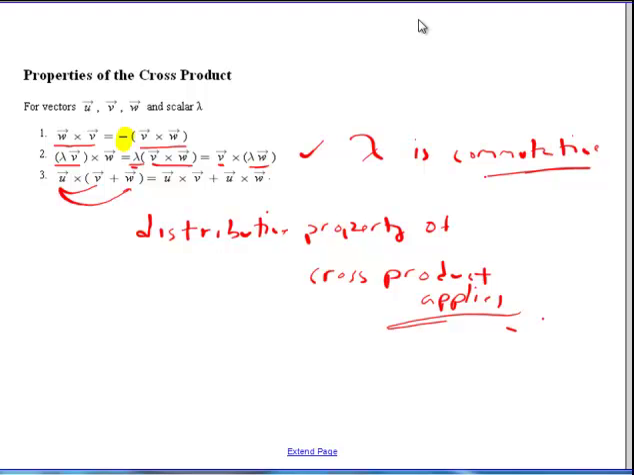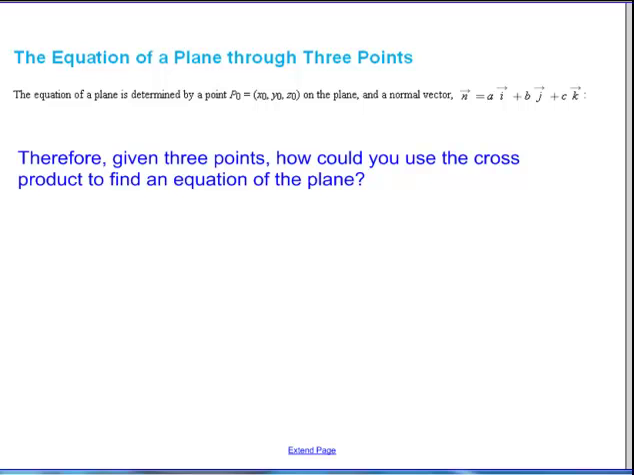All right, so let's get into some problems now. This is in the last video with the dot products. We were looking at how we could use the dot product to find an equation for a plane, and what we recognized is that if you have some point and a normal vector, then you can write an equation for the plane.